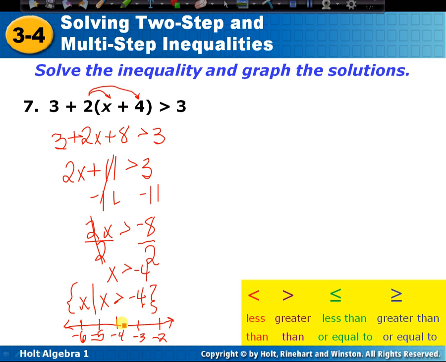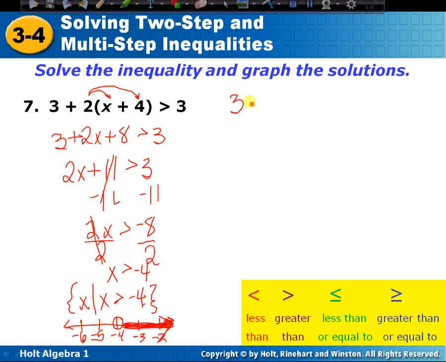Because I have no extra mark underneath my inequality sign, I'm going to make an open circle here at my negative 4, and because my set notation is set up the right way, I can look at my inequality sign as an arrow, and I know which way to shade. I'm shading everything greater than negative 4. I've solved, I've set, and I've graphed, and now I have to check.